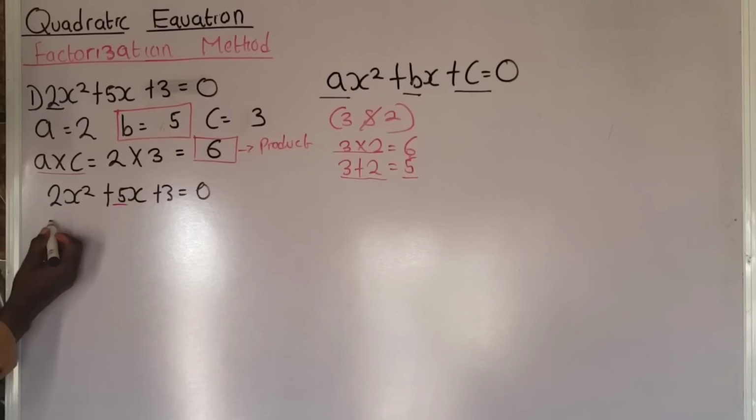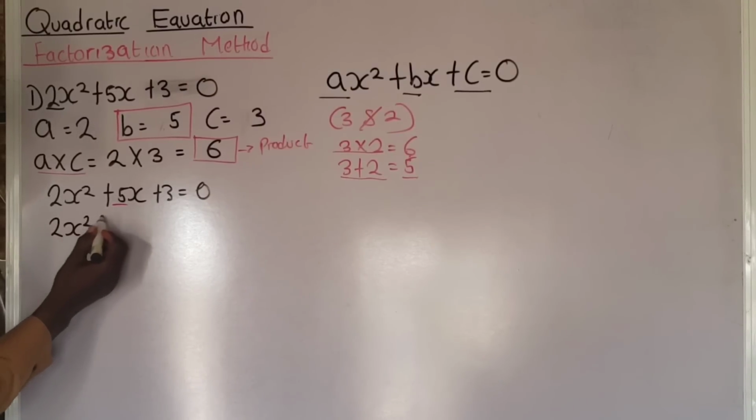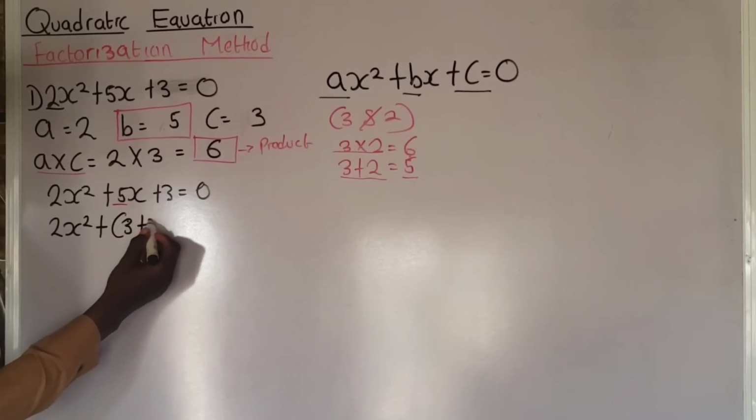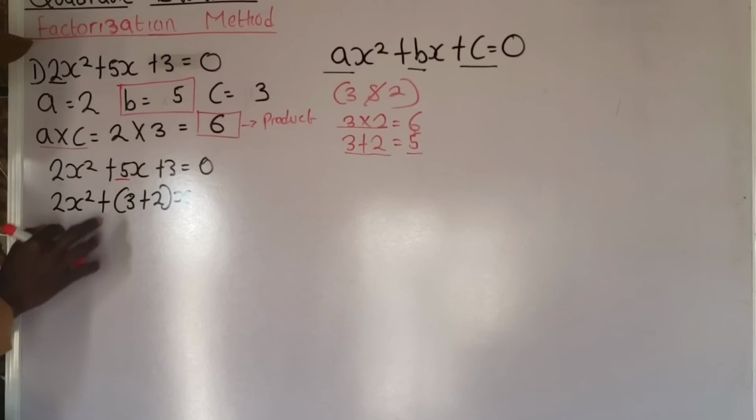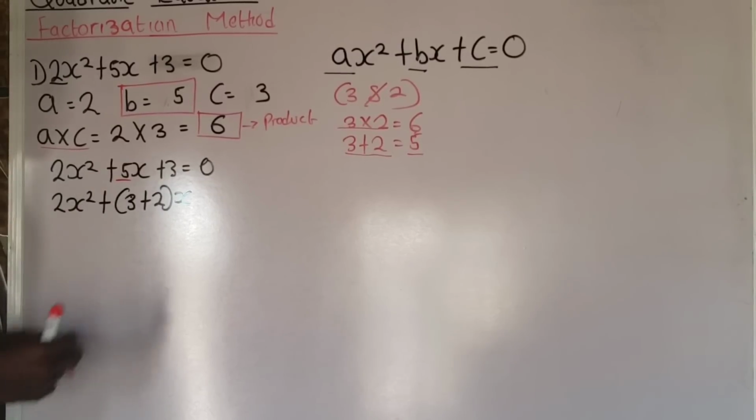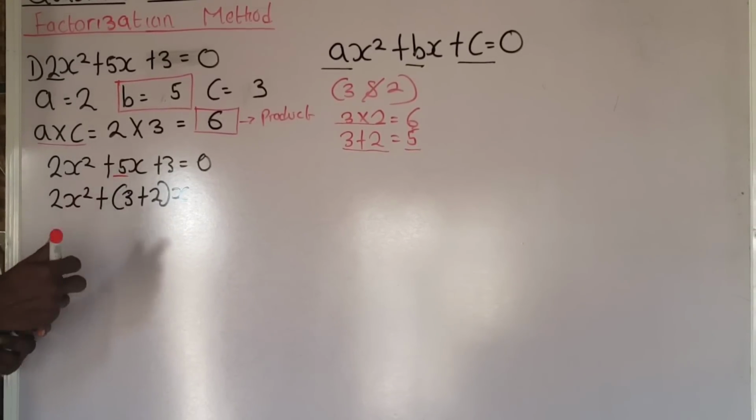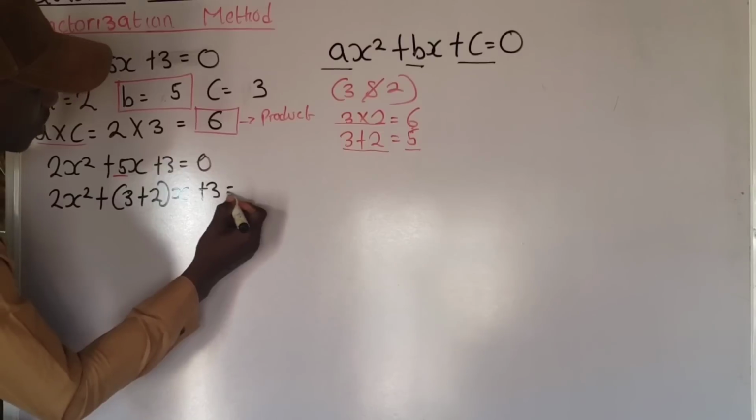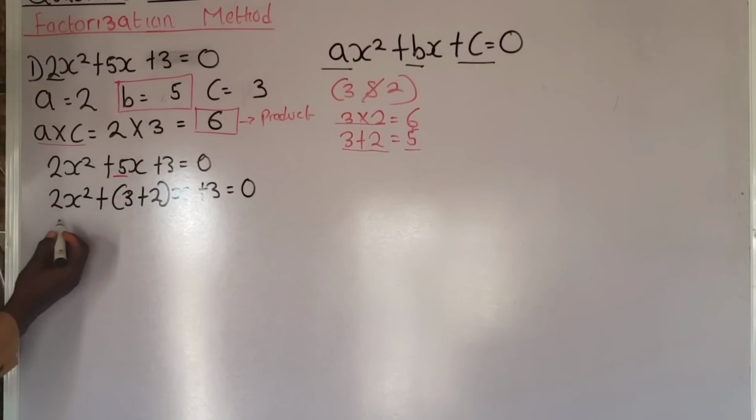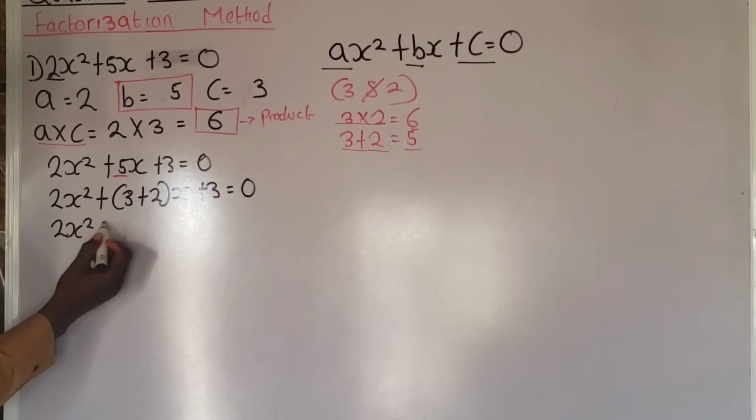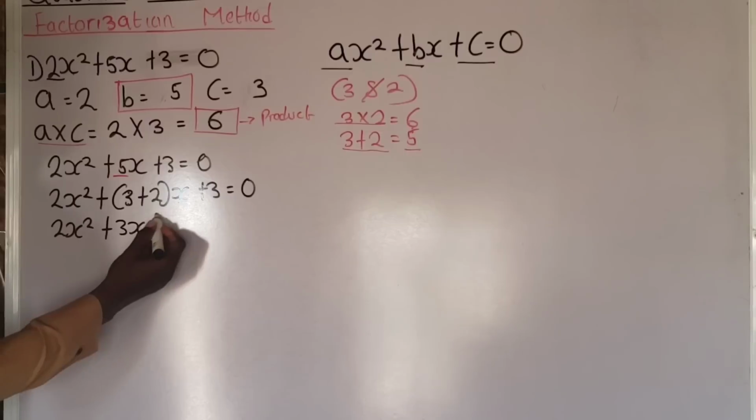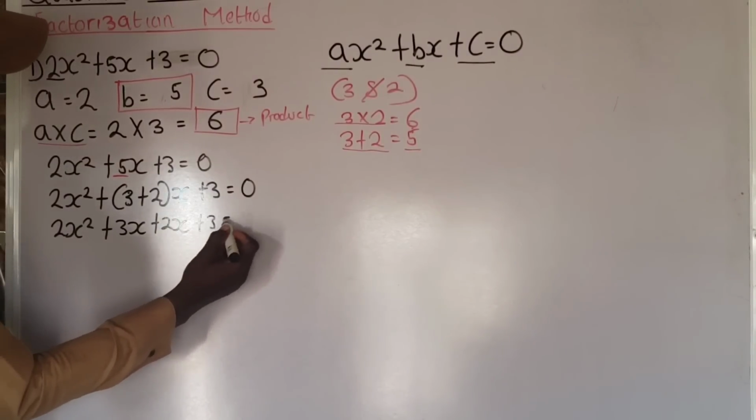So let's proceed. For this, I'm going to have 2x squared plus, so instead of 5, I'm going to have (3 plus 2) in brackets, times x. I replace 5 by 3 plus 2. If you sum 3 and 2 together, you're going to have 5. So I'm going to have here plus 3 equals 0. Do you understand? Okay? Now let us proceed. For this, I'm going to have 2x squared plus, I'm going to open this bracket using this x. 3 multiplied by x, that is what? Plus 3x plus 2x plus 3 equals 0.